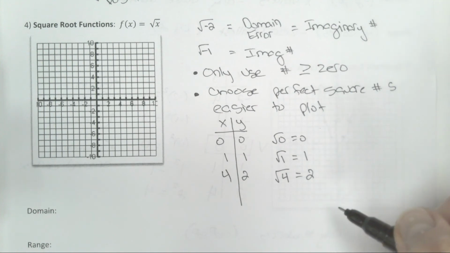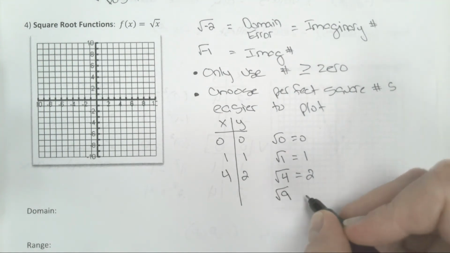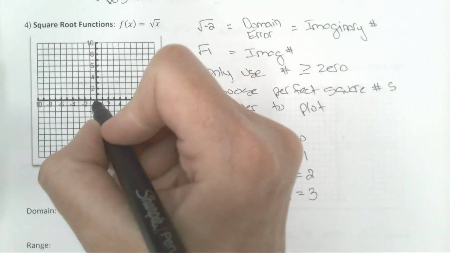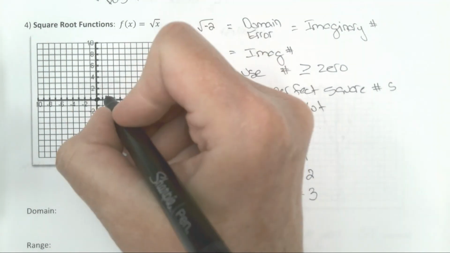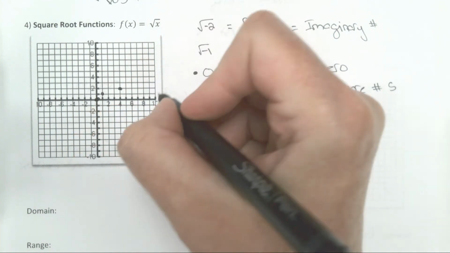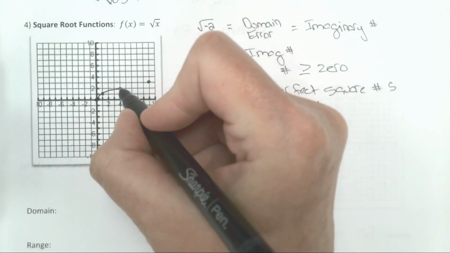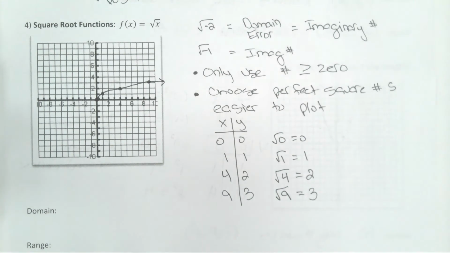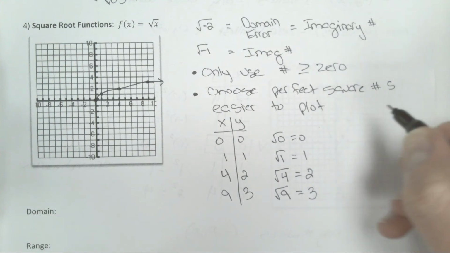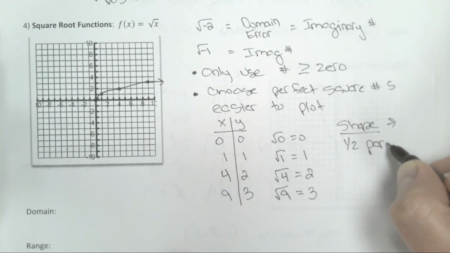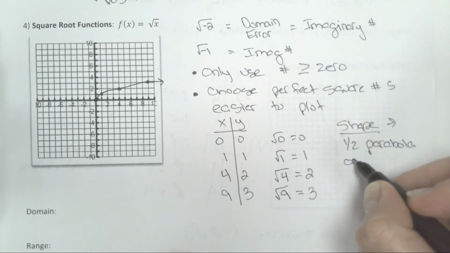And then what's the next perfect square you come to? That would be 9. The square root of 9 is 3. So these are the points that I'm going to plot: 0, 0, 1, 1, 4, 2, and 9, 3. If you connect the dots, it's not a line, but it does have a curve to it. And its shape is actually half of a parabola on its side.